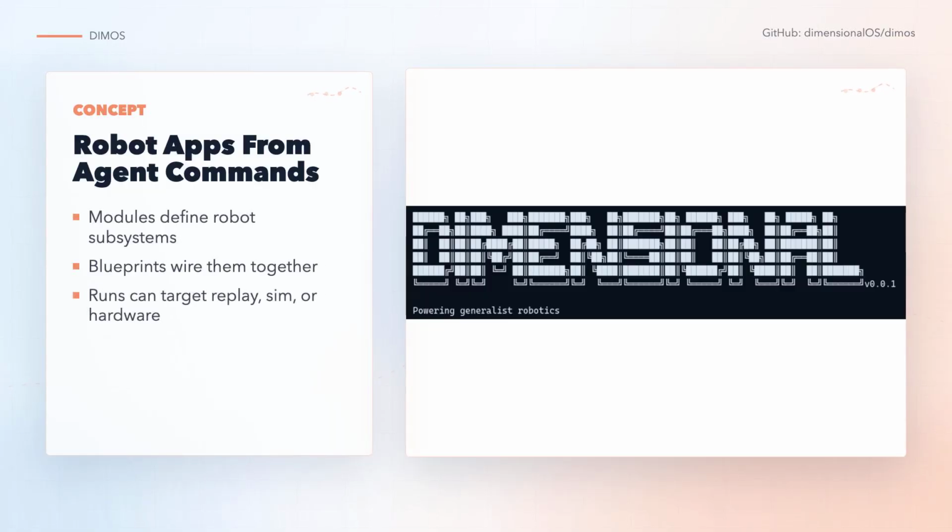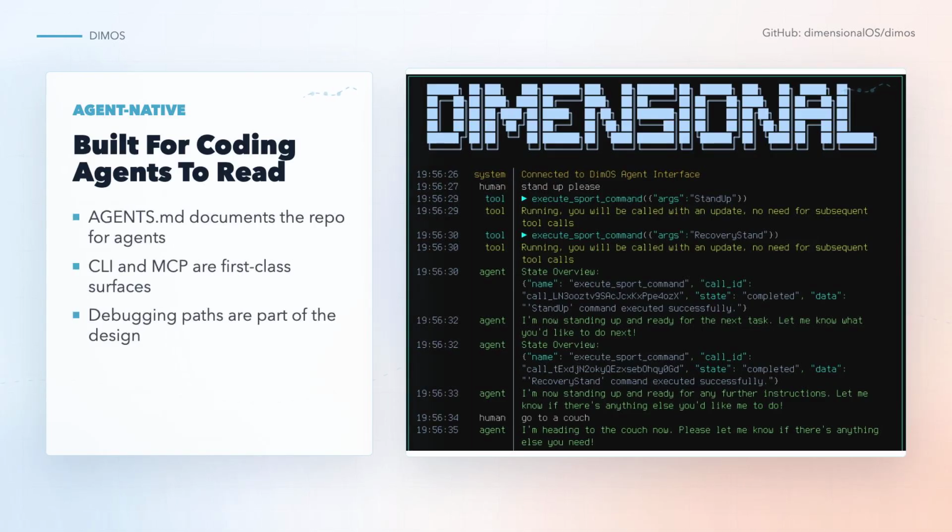The README describes Dimensional as a modern operating system for generalist robotics. In plain English, it is trying to make robot applications feel more like software projects. You define modules, wire them into blueprints, expose skills, and then run those blueprints from the DimOS command line. The repo supports replay, simulation, and real hardware, so a developer can test behavior before standing next to an expensive machine. The agent-native part is not just branding.